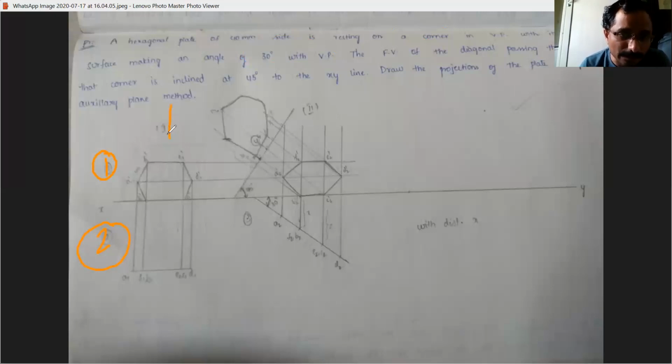Whenever you observe this hexagon from the top, because it is a plane object, it becomes a line in the top view. Following the nomenclature, let us say the hexagon is named A, B, C, D, E, F. The front view of the hexagon is A prime, B prime, C prime, D prime, E prime, F prime. Correspondingly, the names will be given in the top view also.